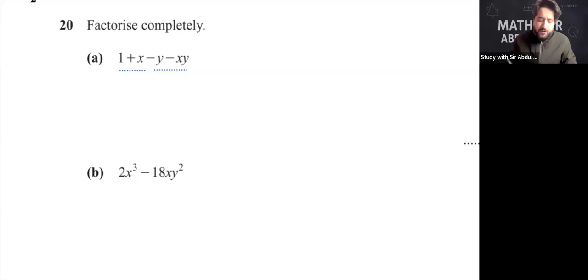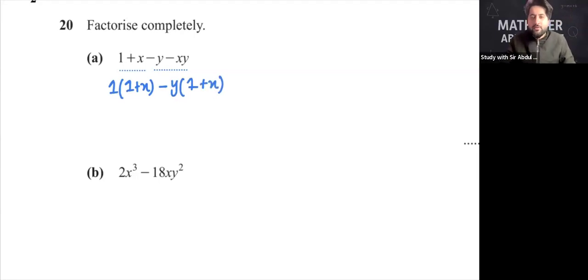So what is common between the first two? It's nothing. Agree? So I can take nothing common. So let me try with one. Okay, one is common. So 1 plus x again will come. And then minus and y is common. So 1 plus x again will come.